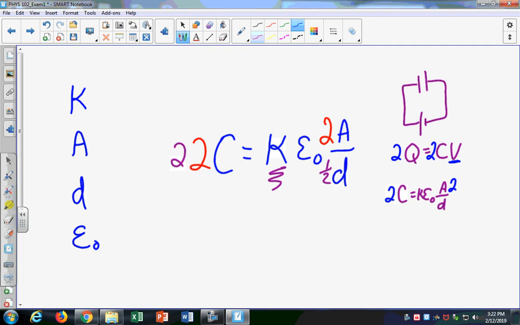The other type of question is where I take away the battery. Like I charge up the capacitor, and then I take away the battery, and then I ask a similar question. What happens if I double the area? Well, that doubles the capacitance. But if I take away the battery, it's no longer the voltage that's constant. What's constant on this charged capacitor now? The charge, right? So Q is now constant. And if I double the capacitance, I halve the voltage.